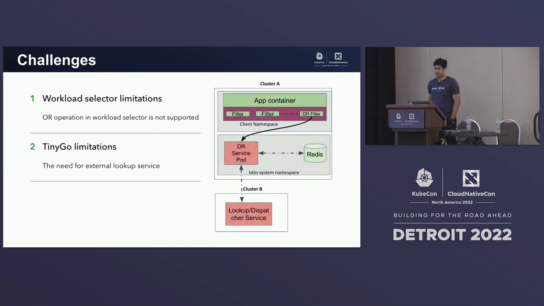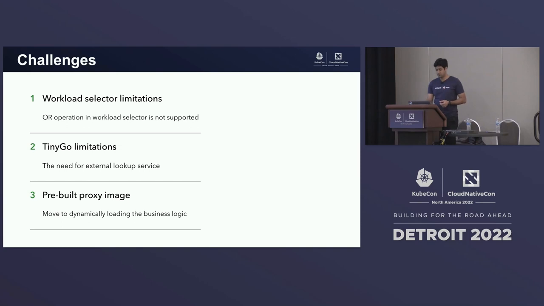We also use TinyGo and WASM for creating our Envoy filters. Due to the limitations that TinyGo has, it does not expose the full language feature set. We could not use an internal cache within the Envoy filter. So we had to create an external caching service to make the calls to the lookup service more efficient. Also, the logic where the Envoy filter makes a call to the lookup service and then retries based on whether the data is present in a shard or not had to be pre-built in the Envoy proxy.